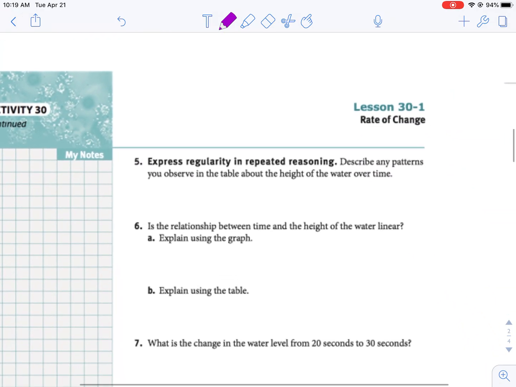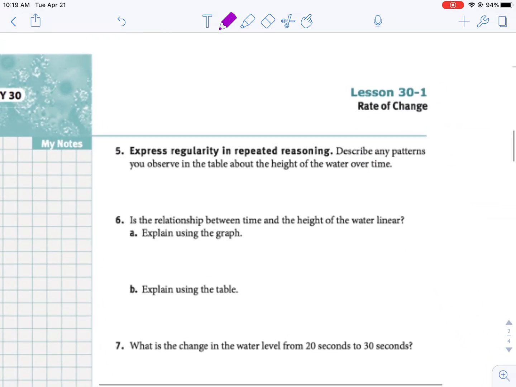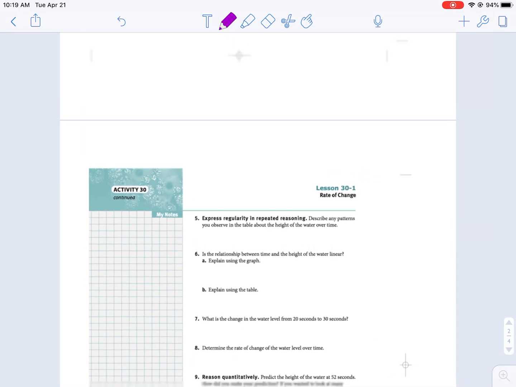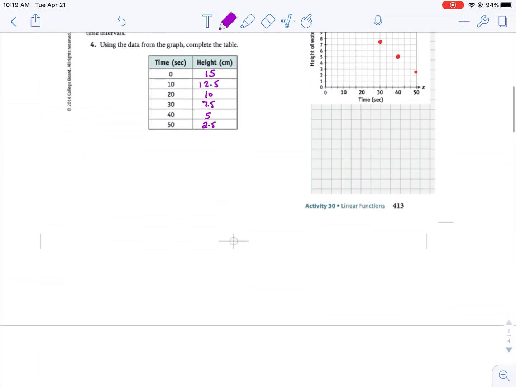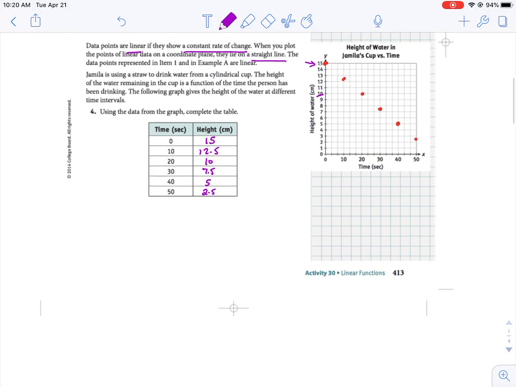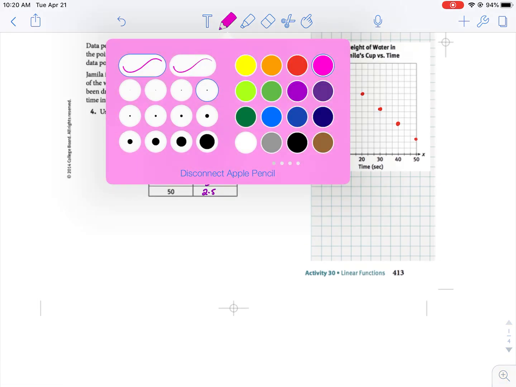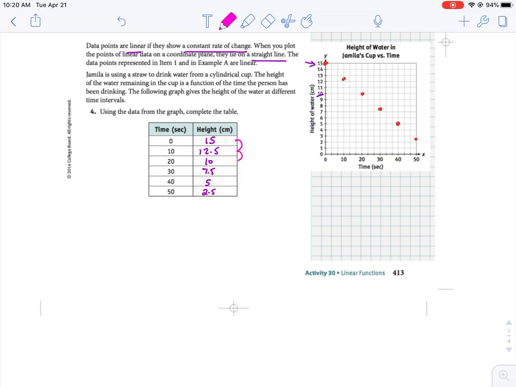All right, so the next question says, describe any patterns that you observe in the table about the height of the water over time. So let's go back to the table. One of the things that I've actually already mentioned is that the water level is going down, right? So those numbers are decreasing as the time goes on. And again, that makes sense if you're drinking from a cup, the amount of liquid in the cup is going down. More specifically, we can see that it's going down 2.5.